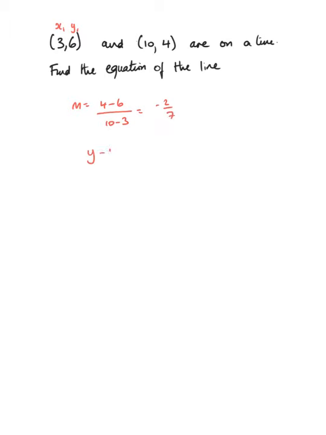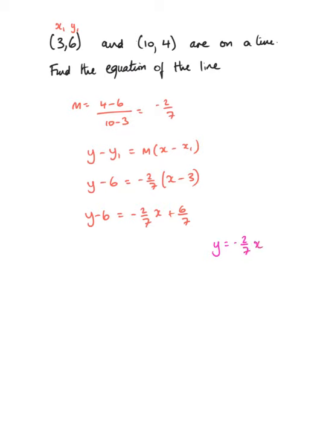And we'll substitute in again, so y minus y1 equals m(x minus x1). So I get y minus 6 is equal to minus 2/7 (x minus 3). So y minus 6 is equal to minus 2/7 x plus 6 over 7. Again, if I need to get that into the form of y equals mx plus c, that's really easy to do. I just get y is equal to minus 2/7 x plus 48 over 7 when I add the 6 to both sides.